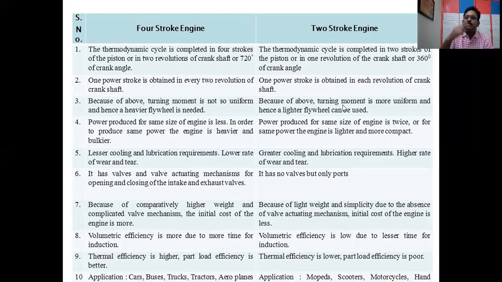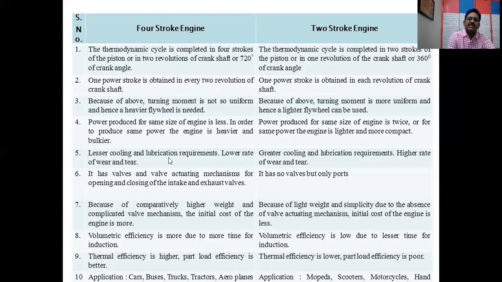Whereas here, for every revolution, you have one power stroke. That's why lighter flywheels are sufficient. And the power produced for the same size of engine is less. In order to produce the same power, the engine should be heavier, because only 1 out of 4 strokes is a power stroke. Therefore, the power produced is less for the same engine size. But in case of this one, for every one revolution, you will have 1 power stroke. That's why for the same size engine, the power produced will be more.